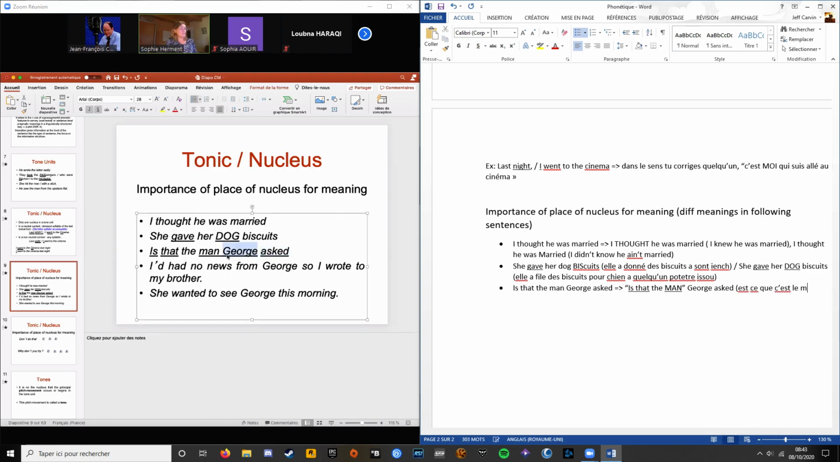In fact, you have accents everywhere on all the words. And the last one is the nucleus. Is that the man George asked? Which means, est-ce que c'est l'homme qu'a demandé Georges, en fait? Enfin, après qui Georges a demandé. Okay.